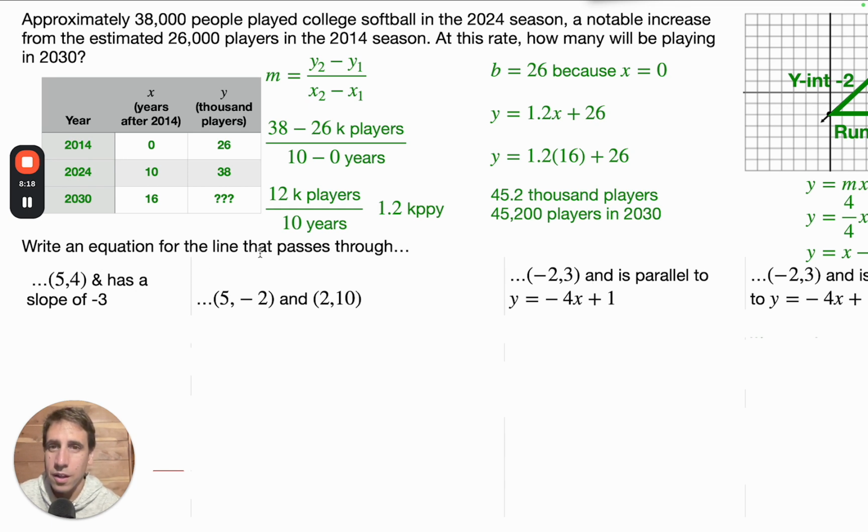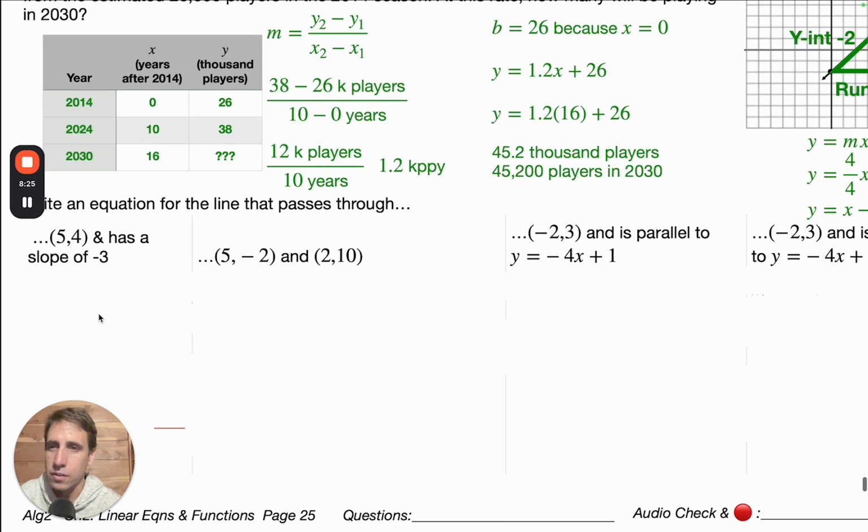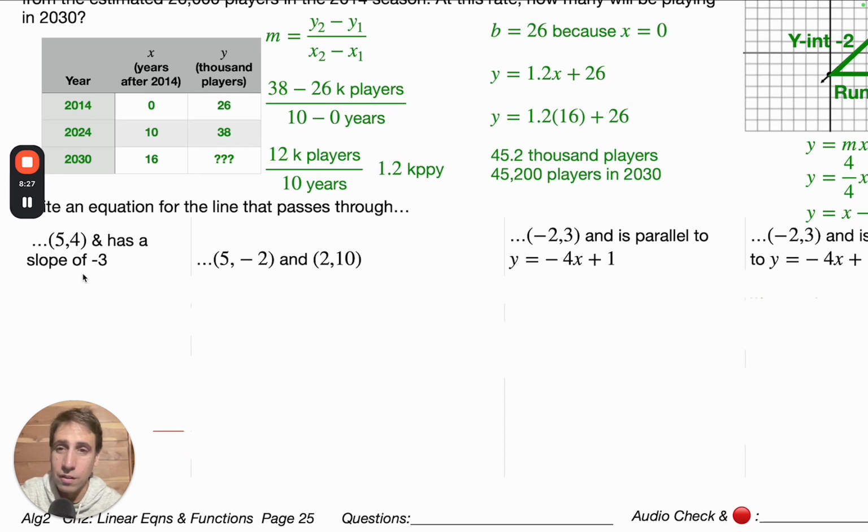Write an equation for the line that passes through (5, 4) and has a slope of -3. All right, so we have the slope. If you don't have the slope, that should be the first thing you find. But here, thankfully, we do. So let's go with it. We've got a point and a slope. Let's use point slope form. y minus y1 equals m times x minus x1.